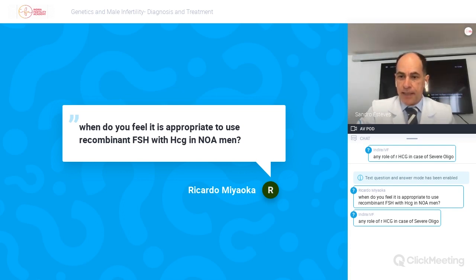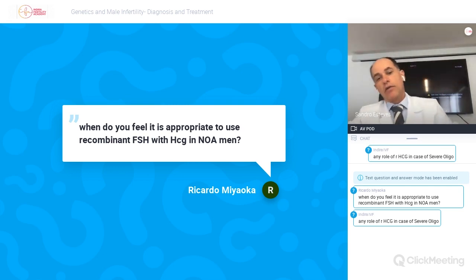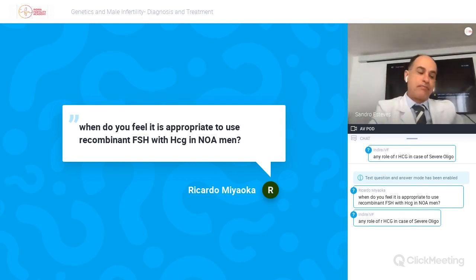So there's another one here about any role of recombinant HCG in case of severe oligo. Well, this is very controversial because there are not actually randomized controlled trials, good studies, suggesting a positive effect of any medication in terms of the reproductive outcomes in patients with severe oligozoospermia. Even if you give medication, such as clomiphene citrate, aromatase inhibitors, etc., what we can see is an increase in sperm count, but it does not necessarily translate into a higher pregnancy rate.